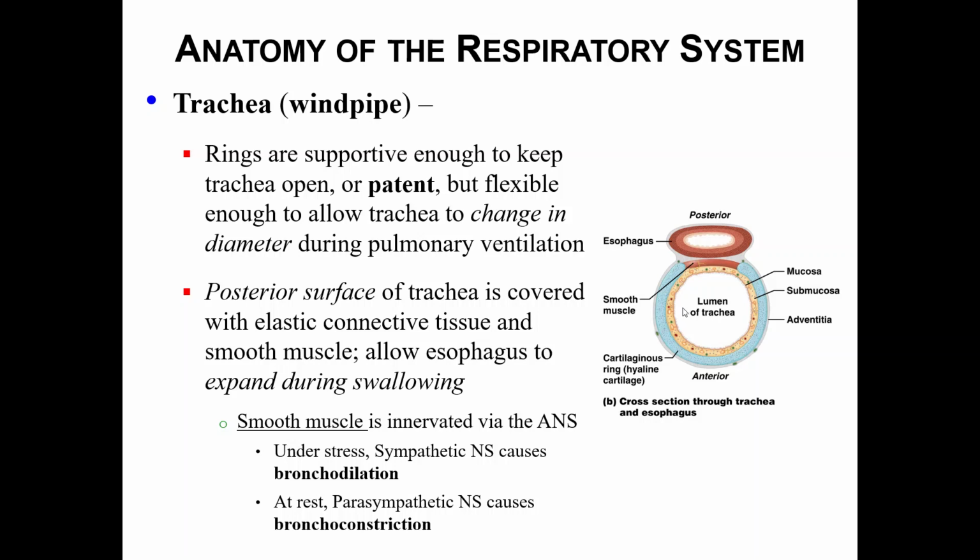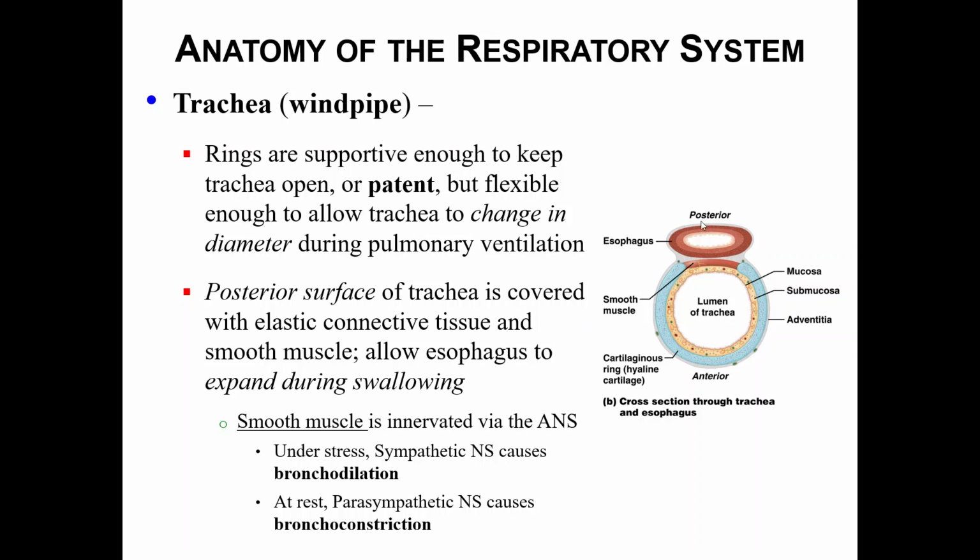The posterior surface, we said, was not covered in the tracheal rings, the cartilage. Instead, it is that smooth muscle. We just mentioned that it does allow us to change the size of the diameter of the lumen for the trachea, but it also does this during swallowing as well.